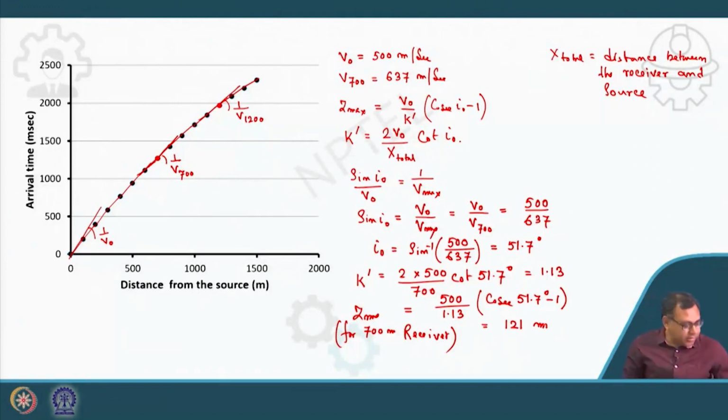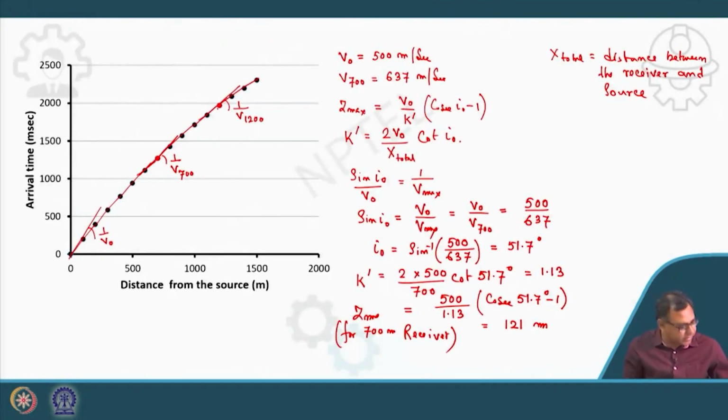Now come to the second case, the V1200 case. Now V1200 I will get from the slope. This V1200 is 820 meter per second. Definitely, as the receiver distance from the source increases, the maximum depth the wave will reach will also increase, and the maximum velocity of the wave will also increase, because your velocity is changing continuously with depth.